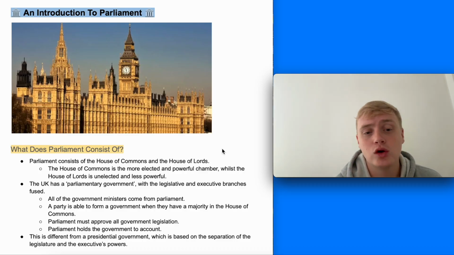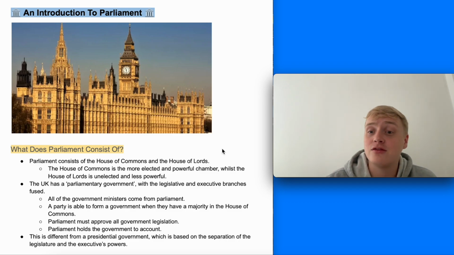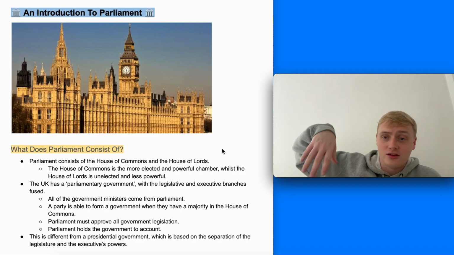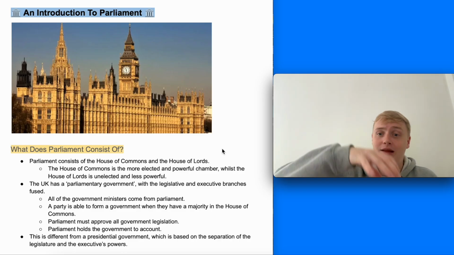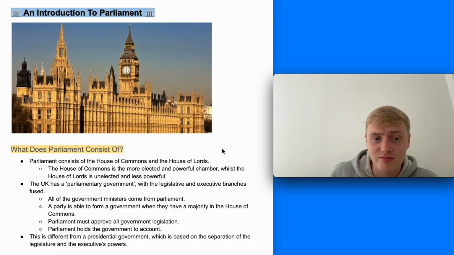A party is able to form a government when they have a majority in the House of Commons. That's where the executive comes from Parliament. You can only become the government if you've got a majority of MPs, and the key ministers from the House of Commons come from those MPs. Parliament has to approve all government legislation, and Parliament holds the government to account.